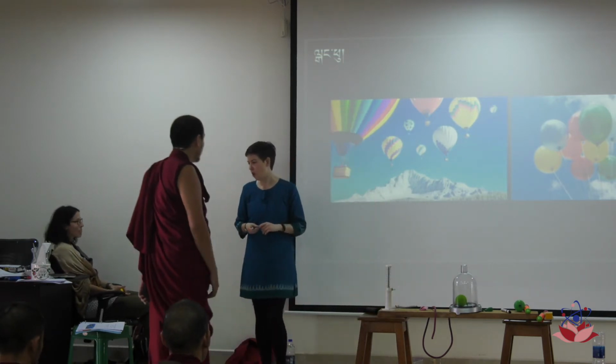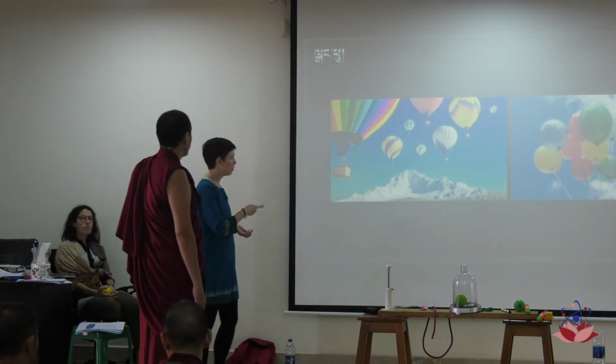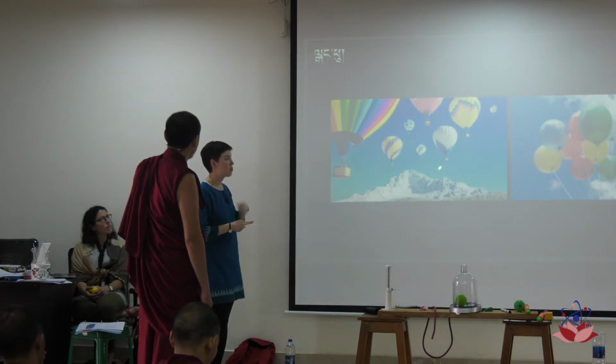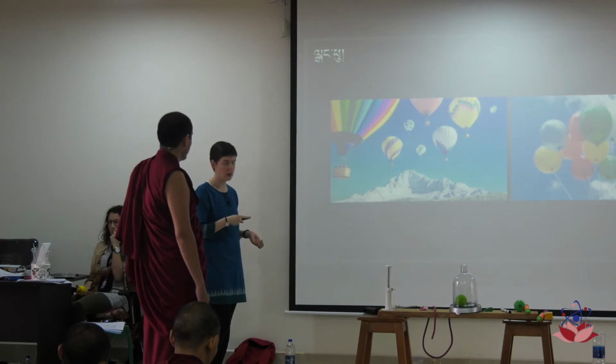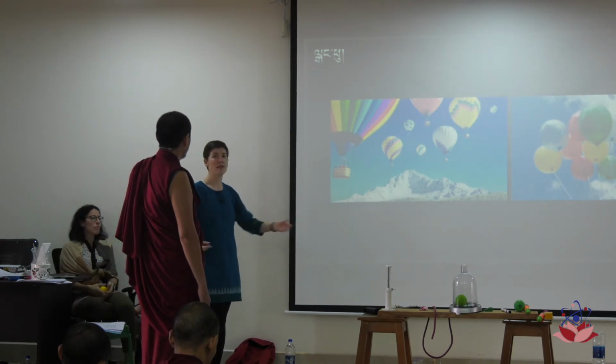Okay, good. So hot air balloons can rise very high in the air and can carry cargo, like people in this case, or a lot of weight.